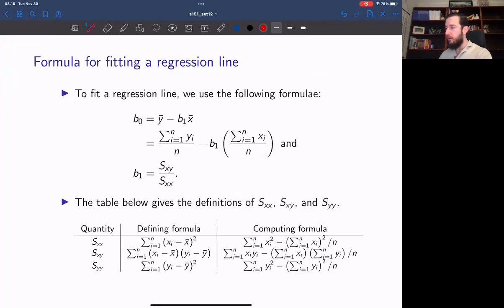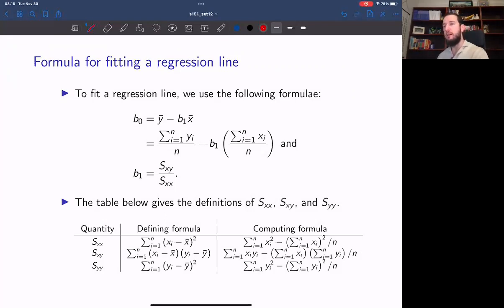B1, which is the slope, we clearly need this to get B0. And B1 is equal to SXY divided by SXX. And the formulas for SXY and SXX are given in the table below. But you can see that basically SXX and SYY, those are just the numerators for the sample standard deviation or the sample variance. Okay, so these equations here, SXX and SYY, those calculations should be very familiar to us as well, because we had to use those to find sample standard deviation. The only difference is we're not square rooting and we're not dividing by n-1.